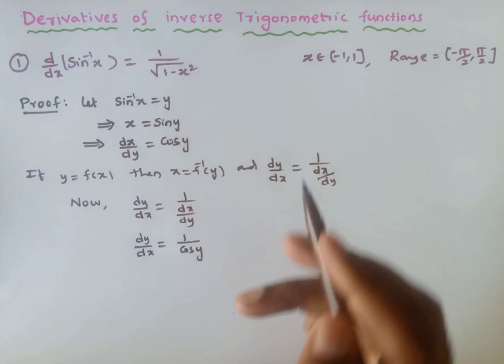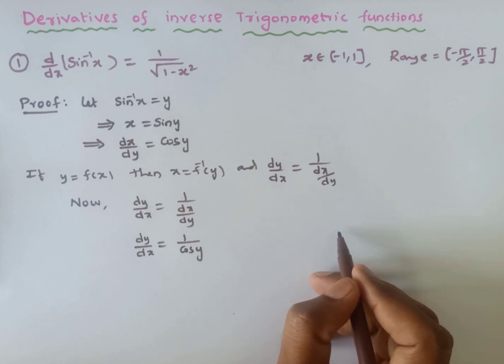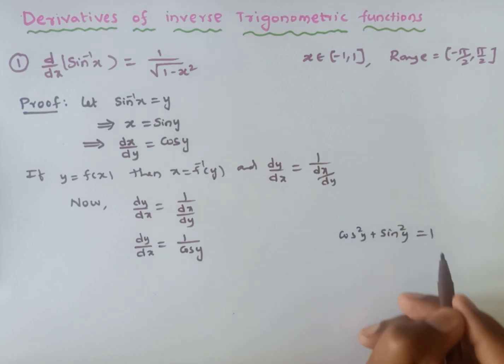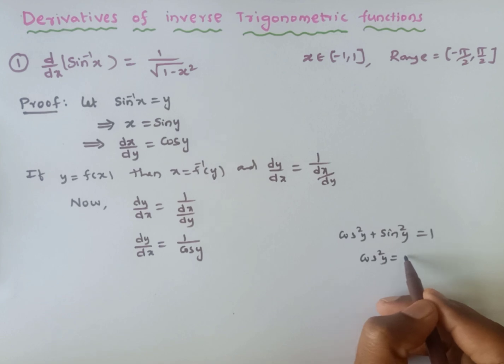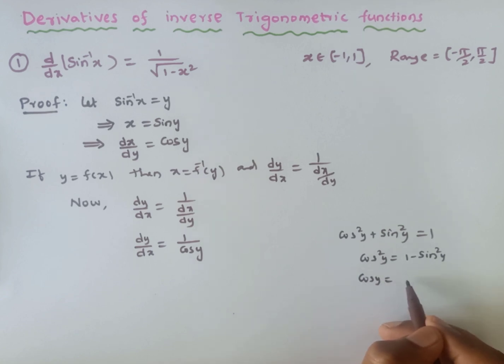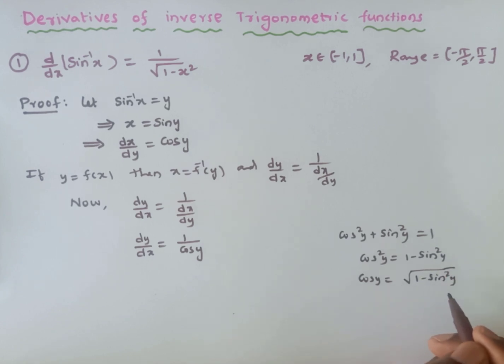But we need to express the solution in terms of x. There is a relation between cos and sine, right? cos square theta plus sine square theta equals 1. Here, cos square y plus sine square y equals 1, so cos square y can be written as 1 minus sine square y. Then cos y is actually plus or minus the square root of 1 minus sine square y, but here we need to consider only the positive value, since cos y is positive. Since x is from minus 1 to plus 1, the value is positive only.